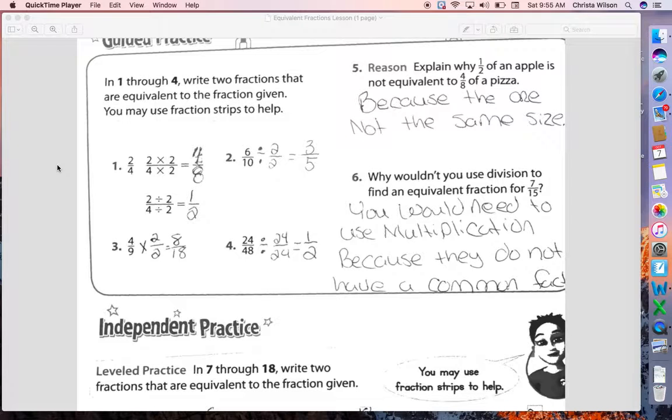Take a look at last night's homework. I'm going to walk you through this. I know I only asked you to do the bottom part of this worksheet, but I'm going to walk you through the top part so that I can give explanations.